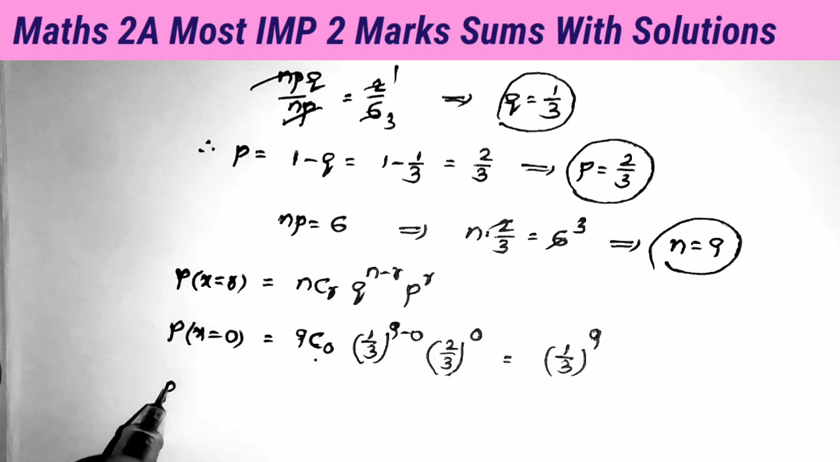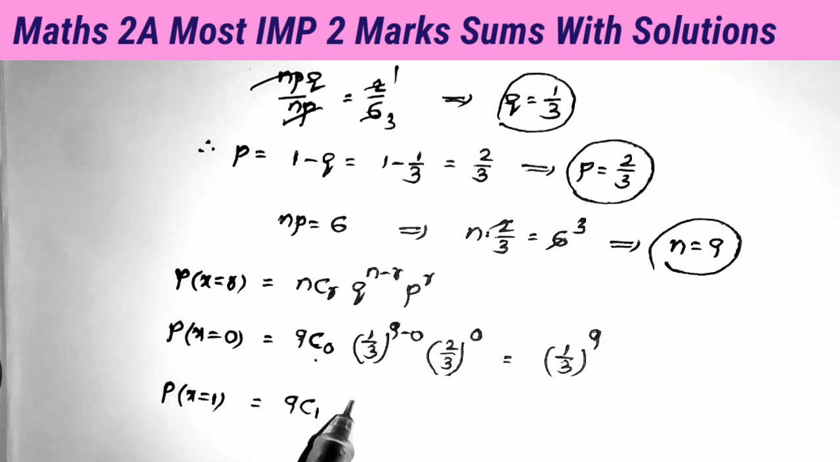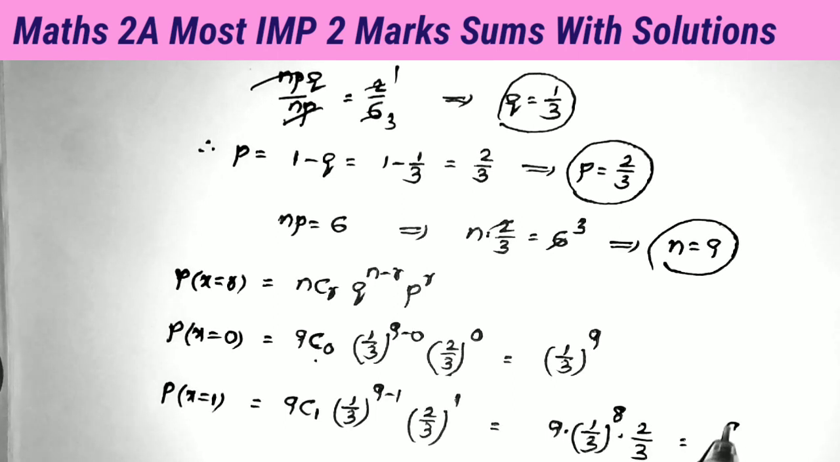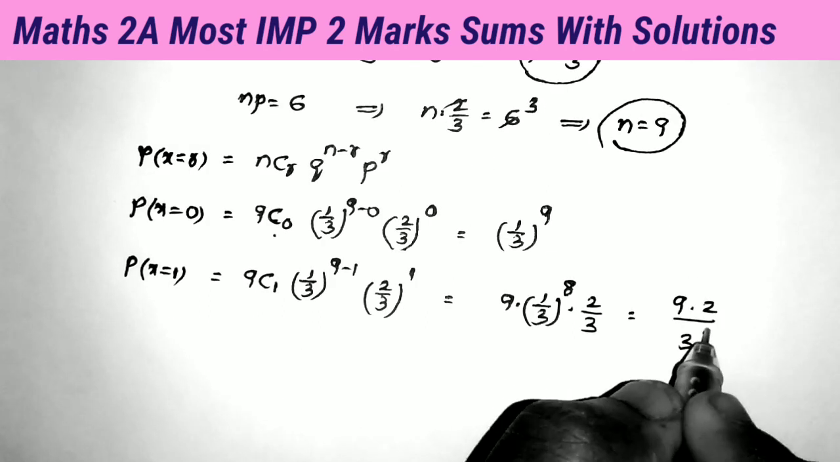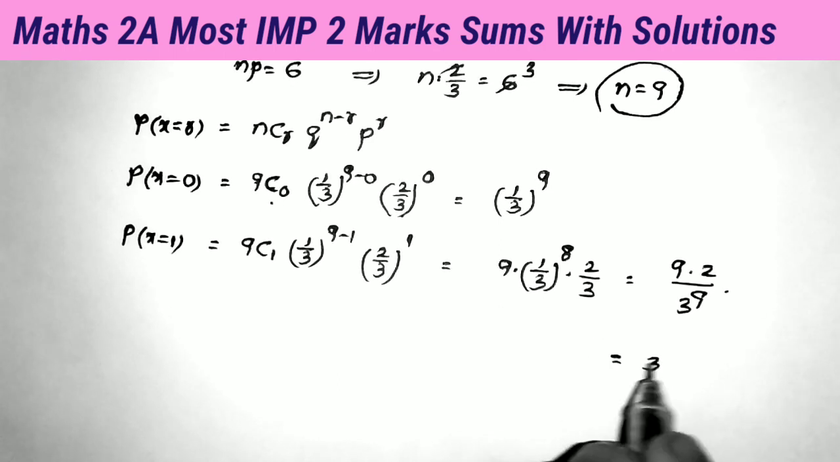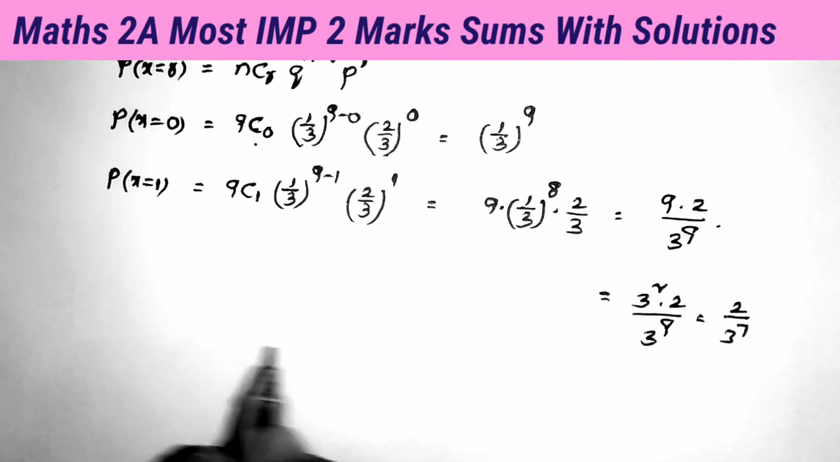Now, the second term means P of x is equal to 1. So nCr is 9C1, q is 1 by 3 power n minus r, 9 minus 1, and p is 2 by 3 power 1. That is 9 into 1 by 3 power 8 into 2 by 3, that is 9 into 2 by 3 power 9. 9 means 3 square, so 3 square into 2 by 3 power 9 is equal to 2 by 3 power 7. That's all, this is the answer.